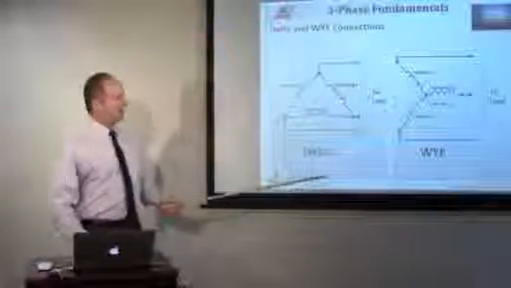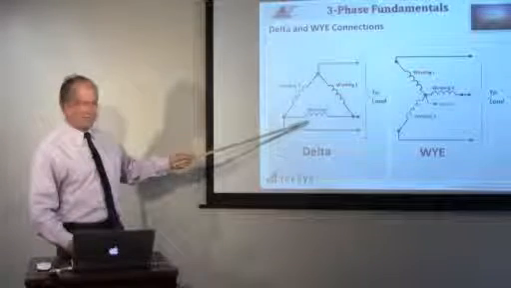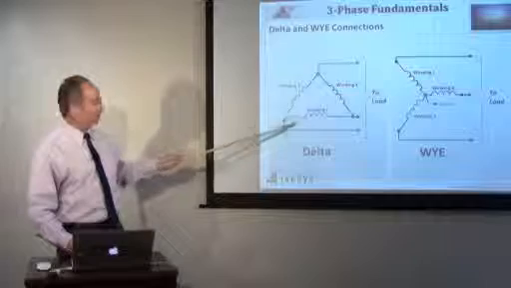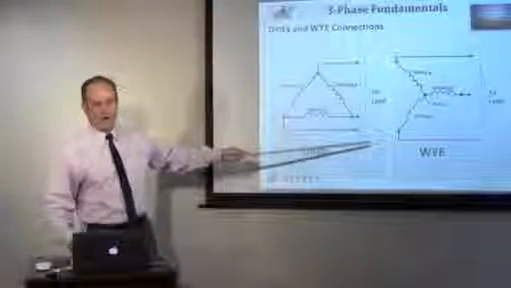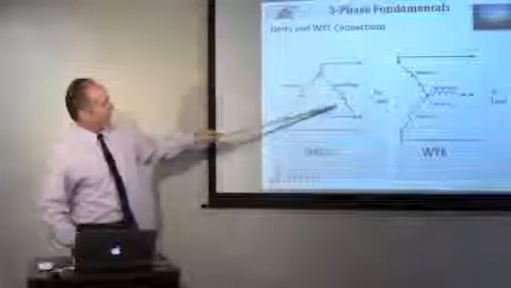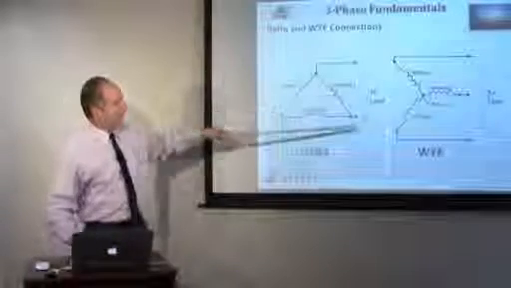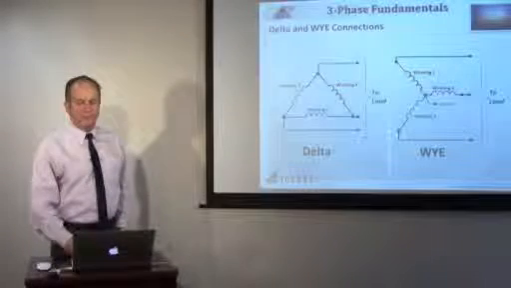So if we were to connect up the 3 stationary windings in a delta configuration, it would look like this. We'd take a wire from 2 windings, and that would be one of the output wires. We take a wire from these 2 windings and an output wire, these 2 windings and an output wire. We actually produce a delta with the 3 windings.